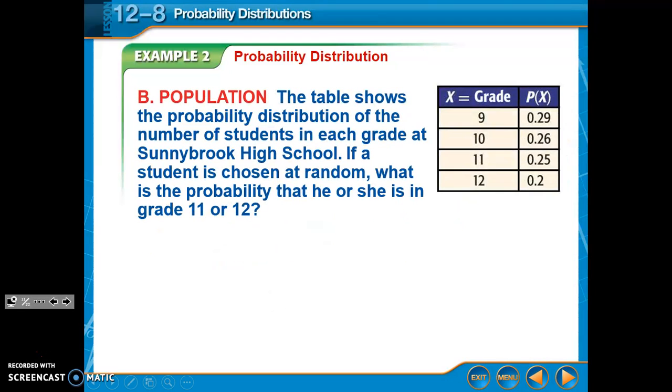Okay. The second part of this says if a student is chosen at random, what is the probability that he or she is in grade 11 or 12? Remember from last section, when we're finding the probability of an or, we just add the two probabilities together. So the probability of being in 11th grade is 0.25, and the probability of 12th is 0.2. So I add them together, and my total probability of being in 11th or 12th grade is going to be 0.45. Okay.